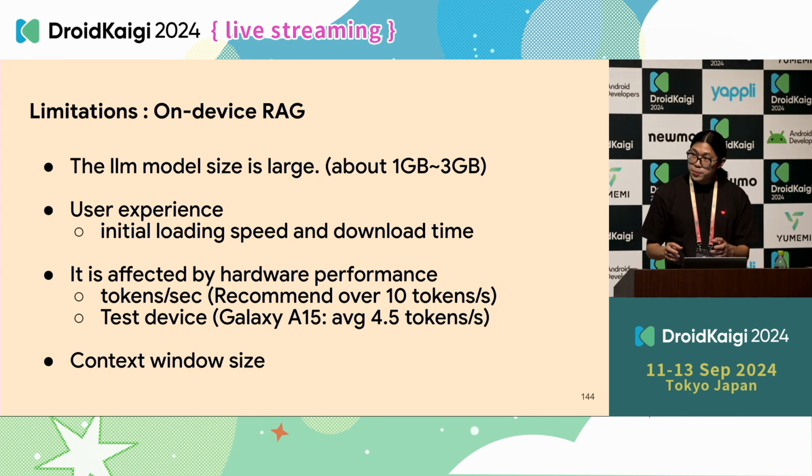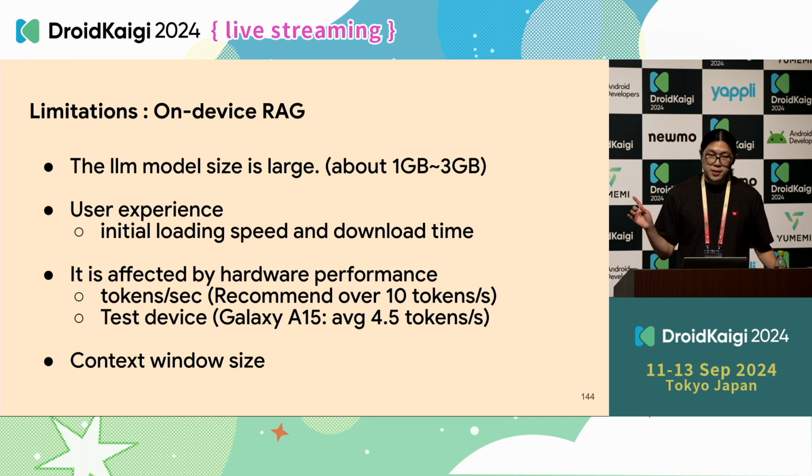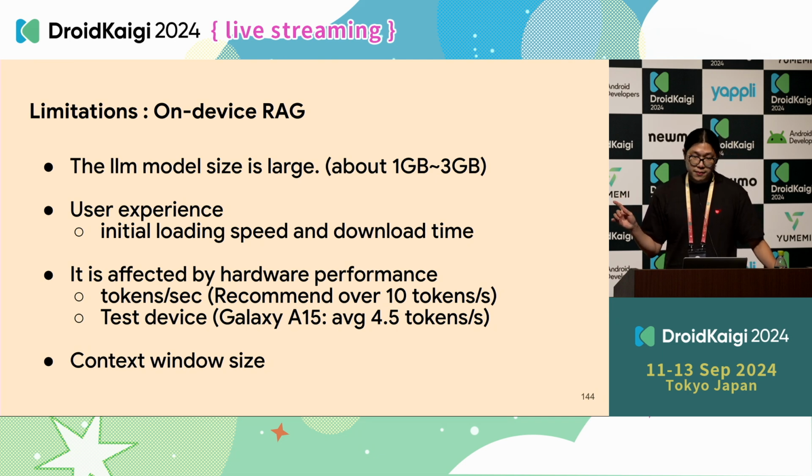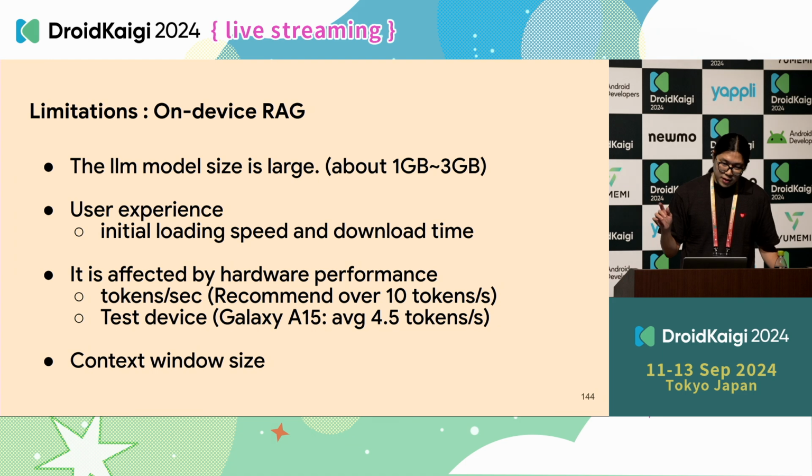Performance depends on the user's smartphone hardware, so memory, CPU, and GPU. To improve the experience, we need at least a two-digit performance of 10 tokens per second or more. In my case, I tested the Galaxy A15, and the average tokens per second is 4.5.